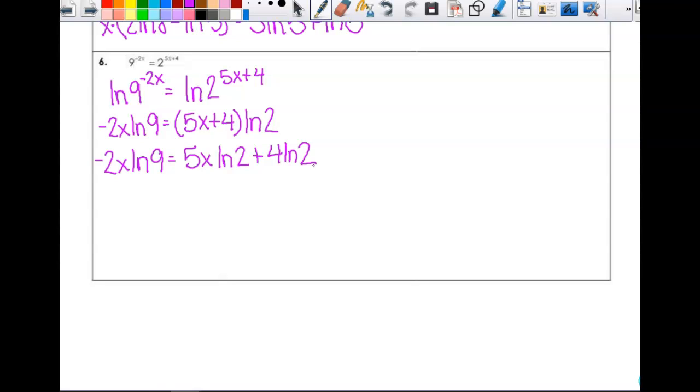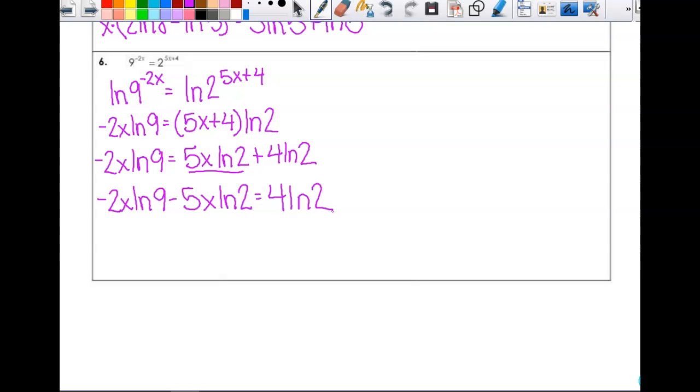All right, did we all at least get to this point by now? Were you distributed? Okay. So now remember, we want to get all our x's on one side, so I'm going to move this to the left. I'm going to get negative 2x natural log of 9 minus 5x natural log of 2 equals 4 natural log of 2. Now here's where I could factor out a negative x, and in a different situation, maybe that would be the best thing to do.